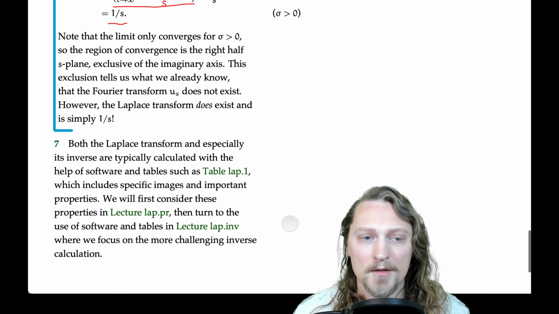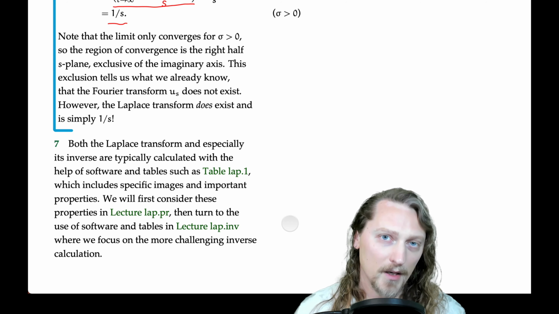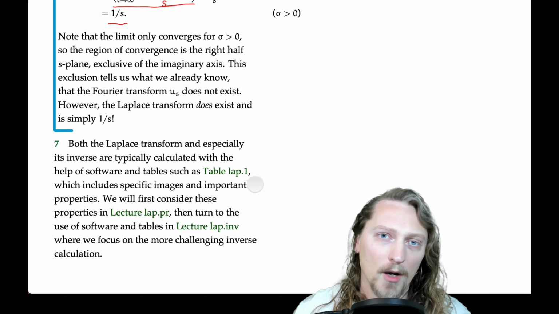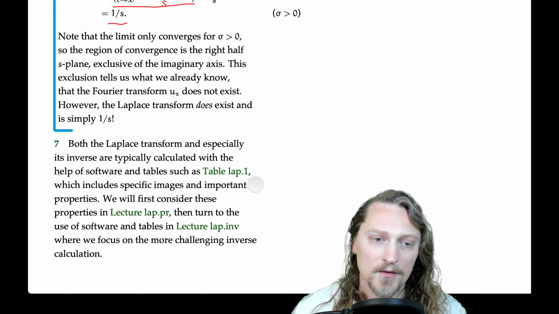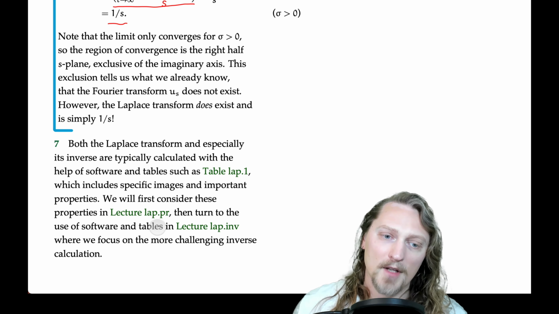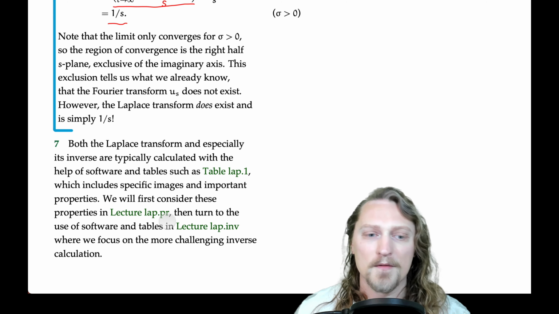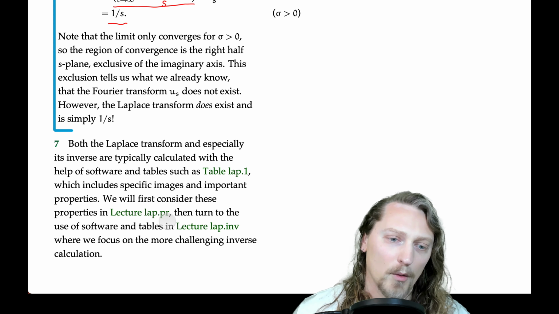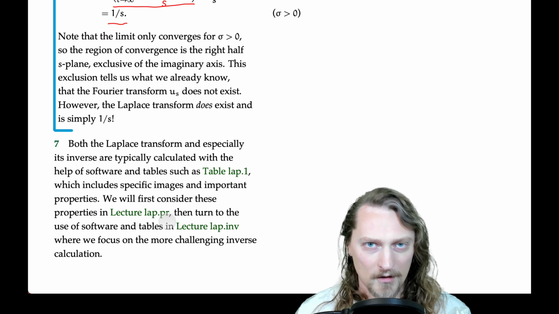Both the Laplace transform and especially its inverse are typically calculated with the help of software and tables, such as the table in the appendix, lap.1, which includes specific images and important properties. We will first consider these properties in lecture lap.pr, which is upcoming, then turn to the use of software and tables in the lecture lap.inv, where we focus on the more challenging inverse calculation. See you then.